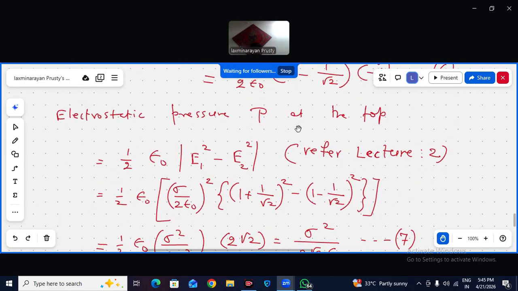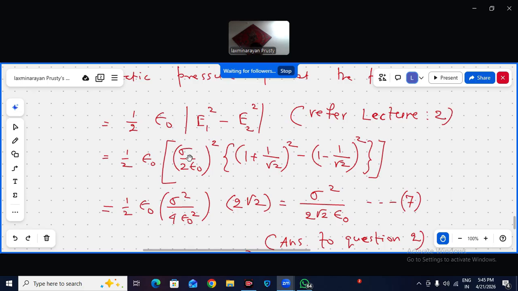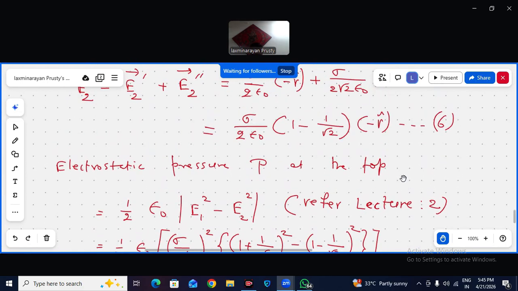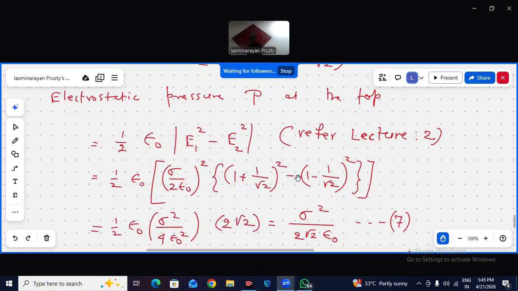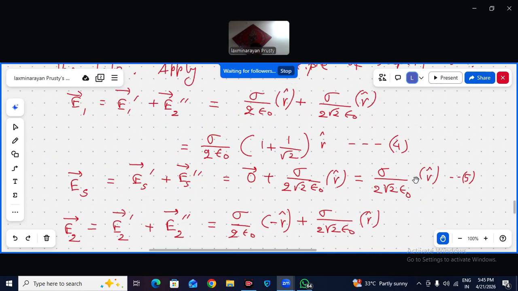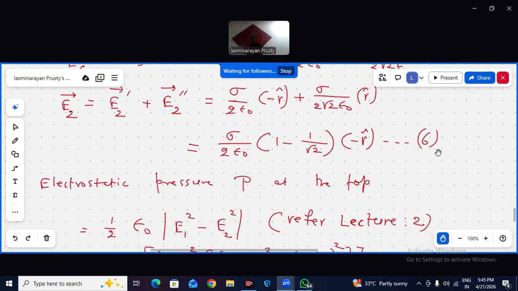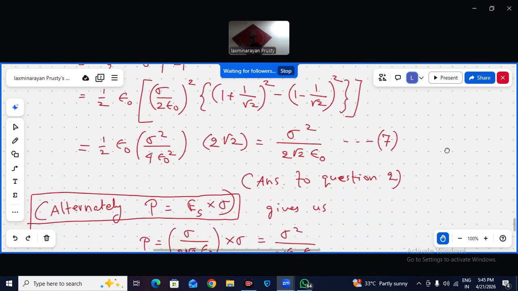So electrostatic pressure at point P क्या होगा, half epsilon naught E1 square minus E2 square का जो मैग्नीट्यूड है ये कर दो, half epsilon naught sigma by 2 epsilon whole square 1 plus 1 by root 2 whole square minus 1 by root 2 whole square. ये just E1 square minus E2 square. E1 मालूम है आपको, ये E2 भी मालूम है, इसका मैग्नीट्यूड का स्क्वायर ले लो, सबट्रैक्ट कर लो.